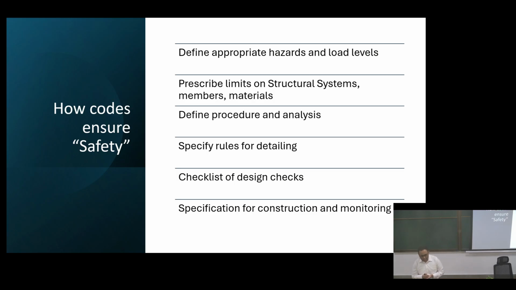And then building codes again prescribe limits on structural systems and define the procedure and analysis that you can carry out, specific rules for detailing, and there's a design checklist that you follow: design for moment, shear, check for deflection, and you call it good. And there are specifications also for construction and monitoring of the same.